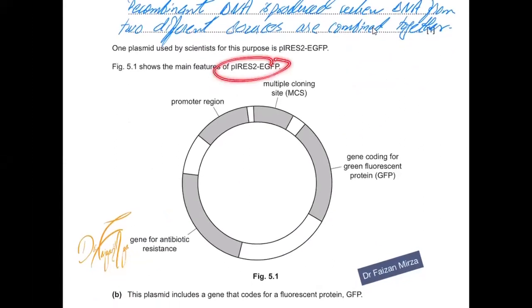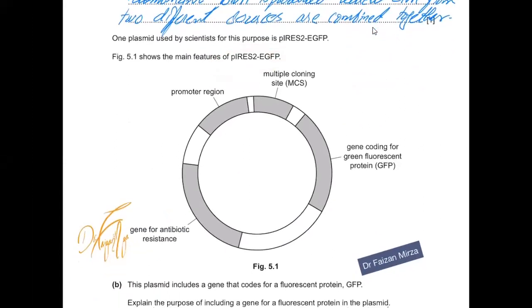This is a plasmid, and the name of the plasmid is given to you. The plasmid has a promoter. There is a multiple cloning site, MCS. There is a gene coding for green fluorescent protein, which is used as a screening marker. We know that for every recombinant DNA, the bacteria that take up this plasmid will produce green fluorescent protein that will fluoresce in ultraviolet light. So this can be used as a screening tool.